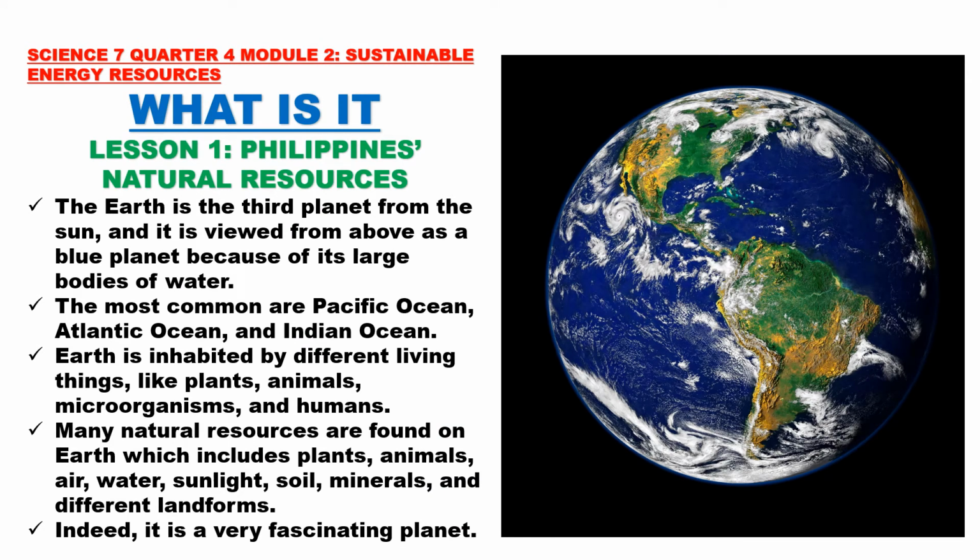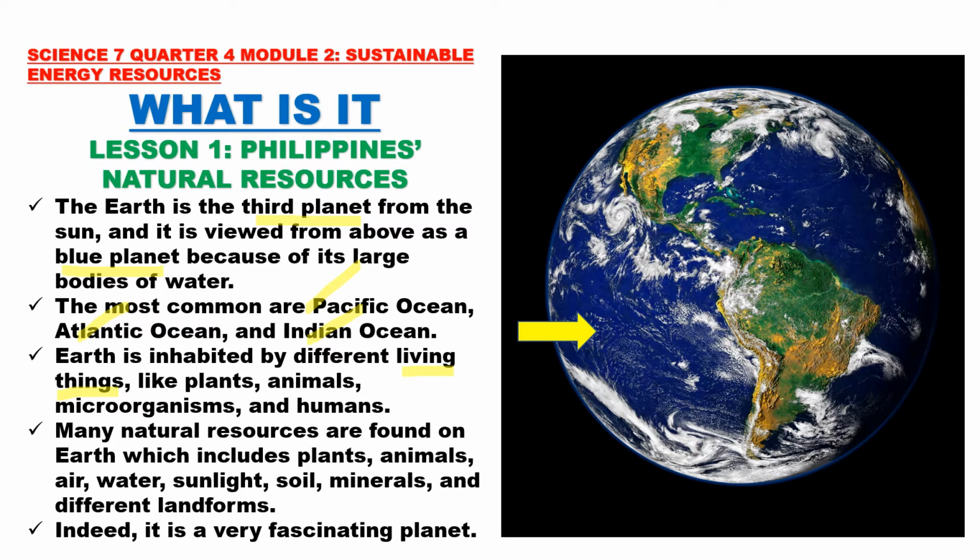Lesson 1. Philippines Natural Resources. The Earth is the third planet from the Sun, and it is viewed from above as a blue planet because of its large bodies of water. The most common are Pacific Ocean, Atlantic Ocean, and Indian Ocean. Earth is inhabited by different living things like plants, animals, microorganisms, and humans.